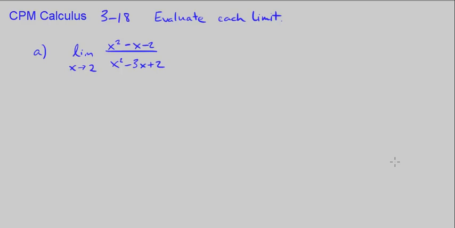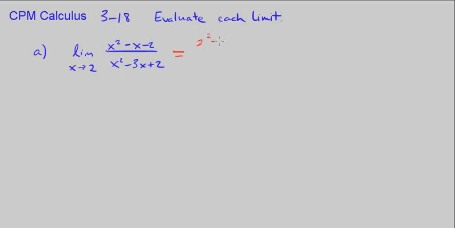Okay, so A, we have the limit as x approaches 2 of this expression: x squared minus x minus 2 over x squared minus 3x plus 2. The first thing we should do is see if we can plug in 2 and see what the function is at x equals 2. If it's defined already, then it's great.